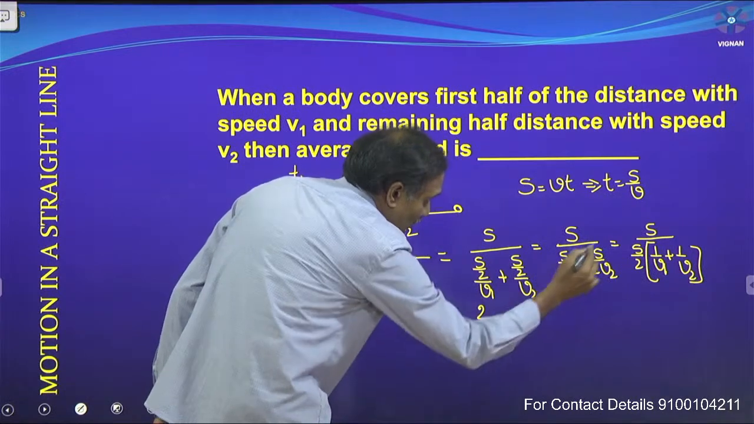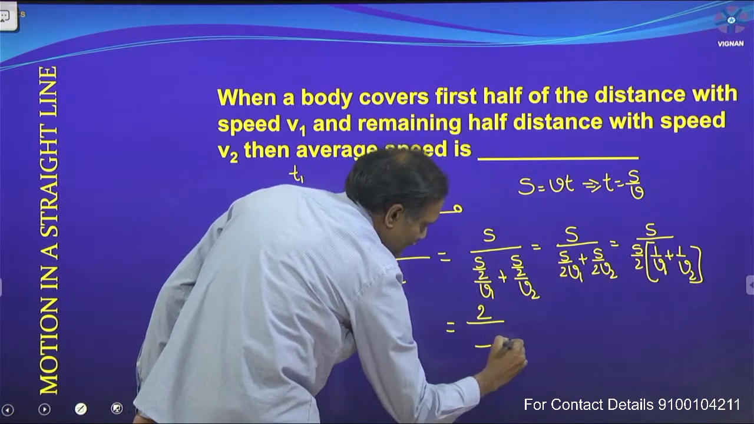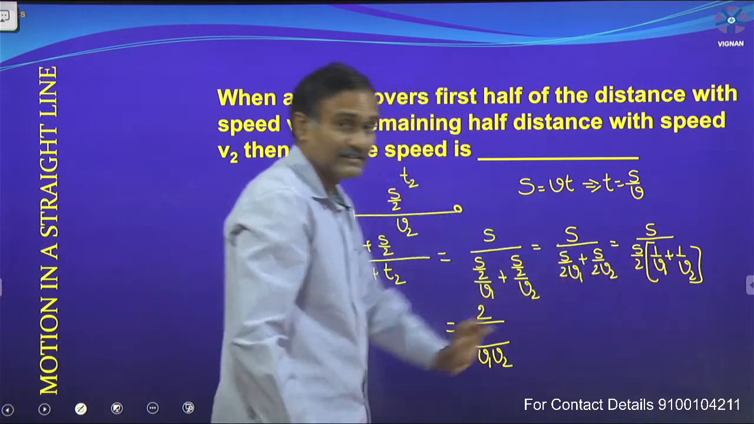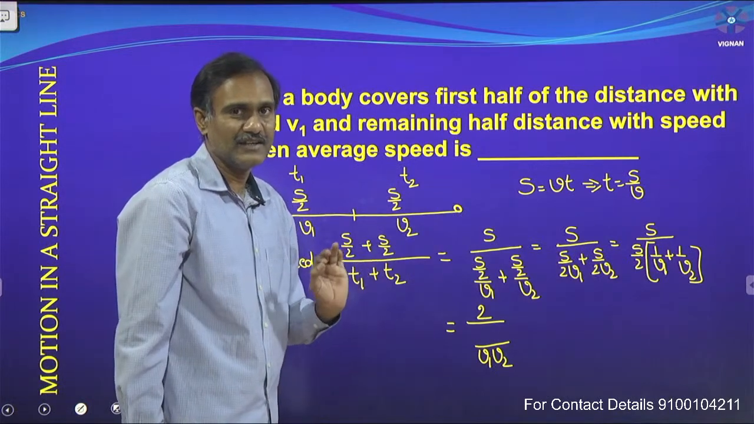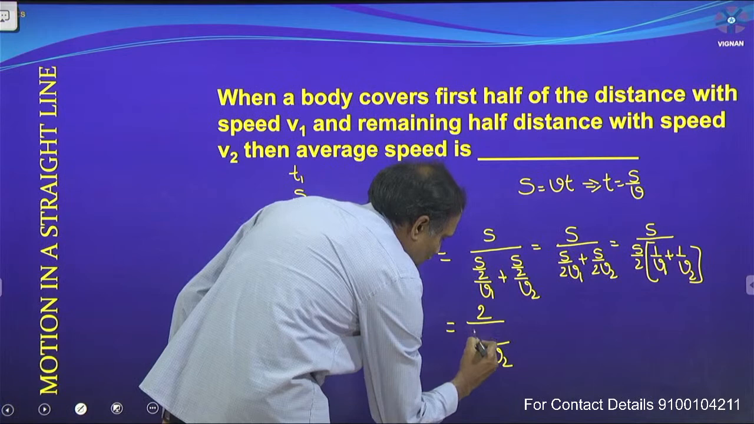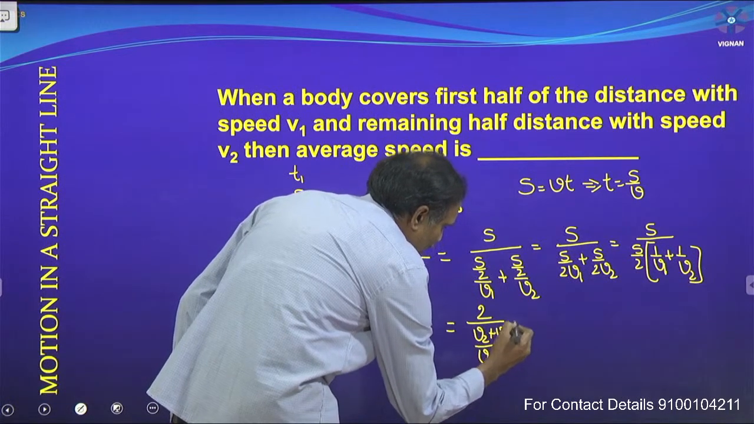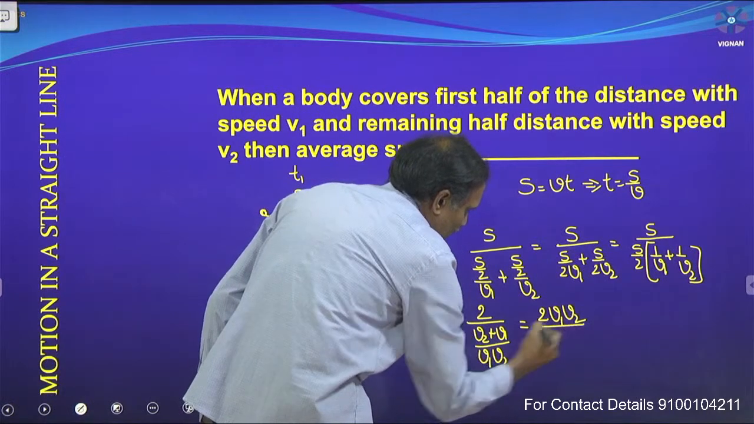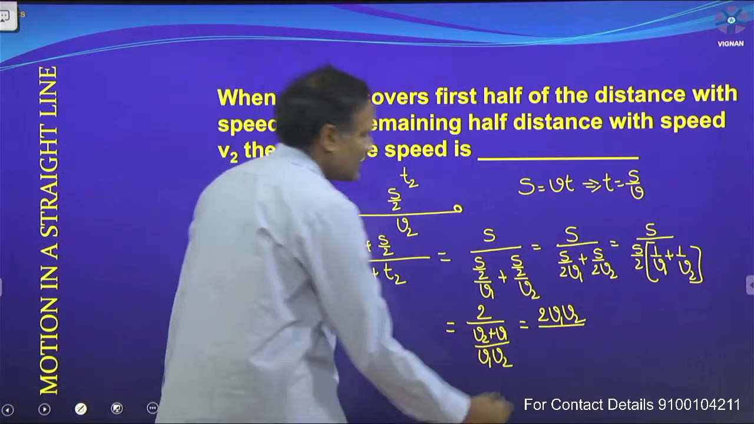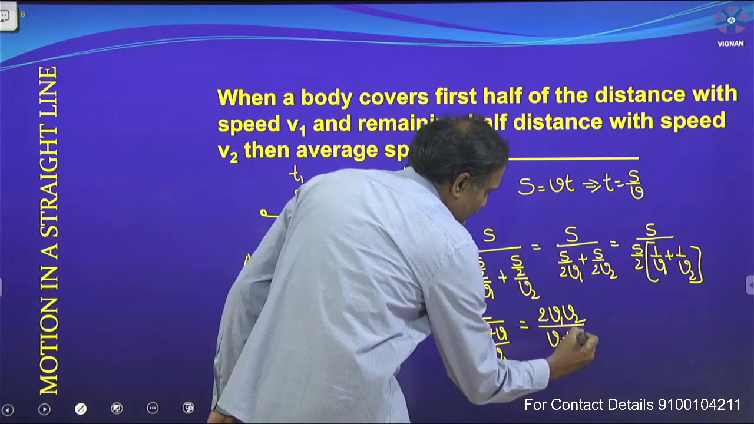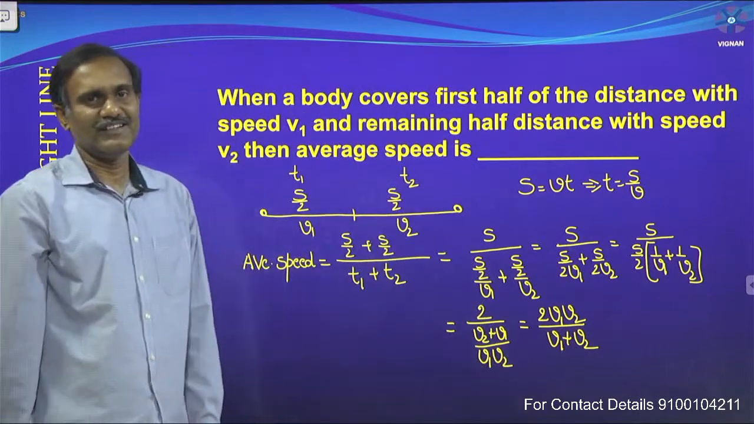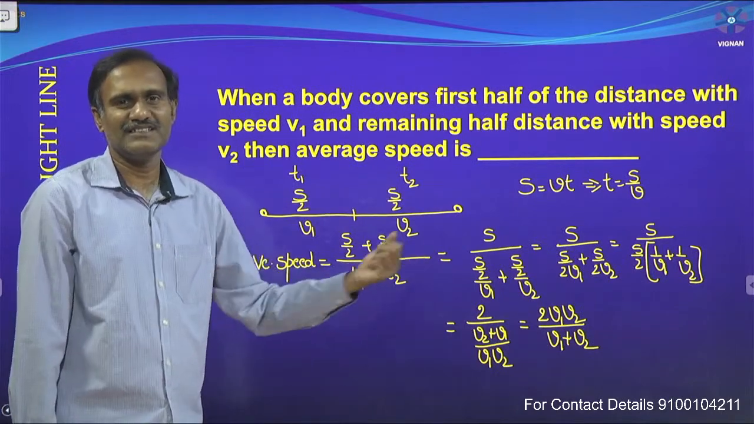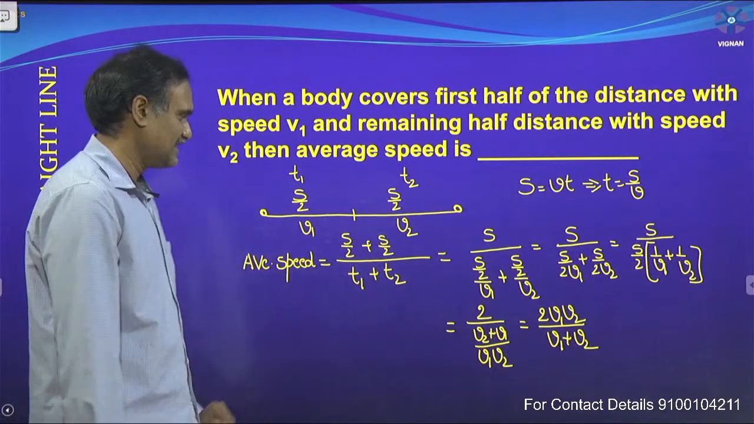Then s gets cancelled, and 2 goes to the numerator: 2 divided by 1 by v1 plus 1 by v2. The LCM in the denominator is v1 v2, so it becomes v2 plus v1 over v1 v2. Again this is equal to 2 v1 v2 divided by v2 plus v1, which can be written as v1 plus v2. That is the answer. It is also a simple one. From the definition we derived that. Remember that.